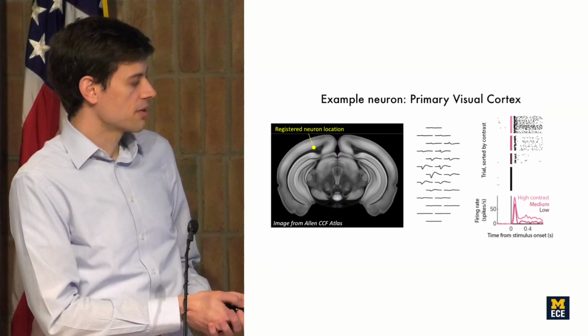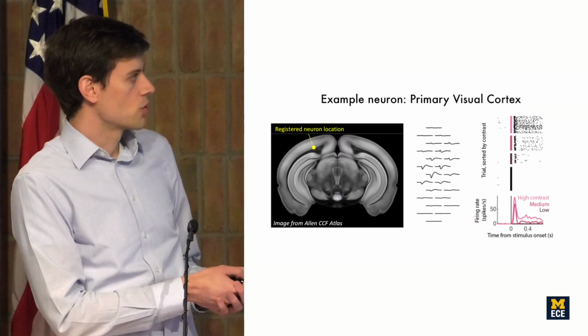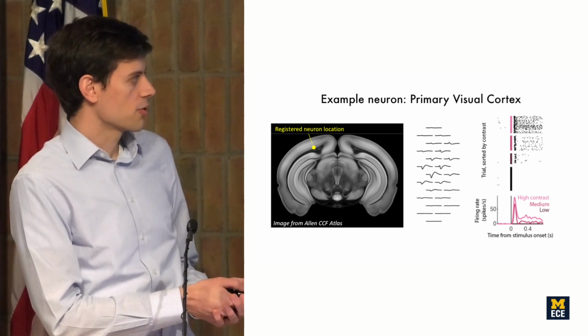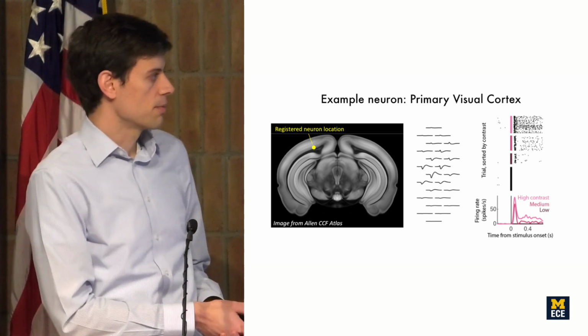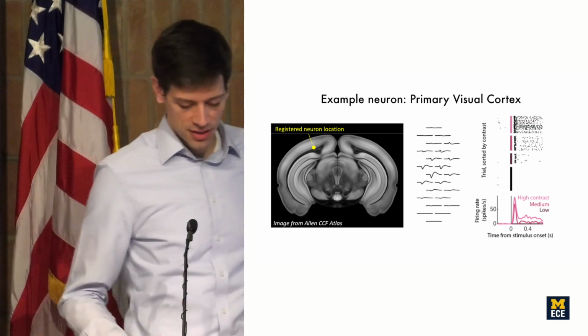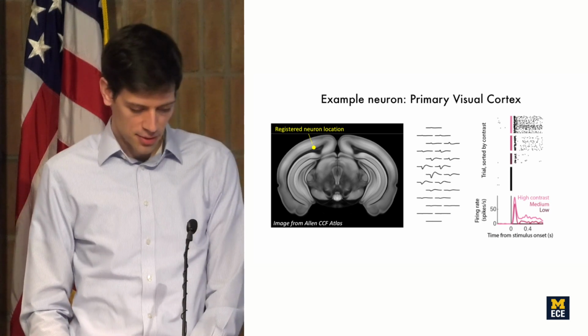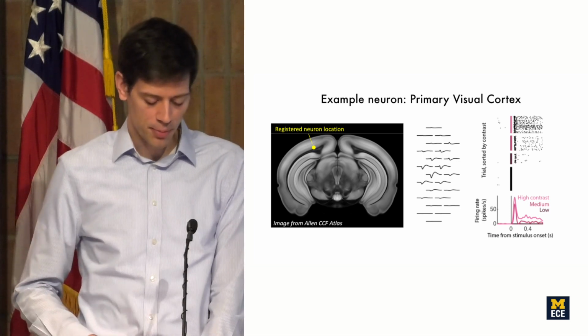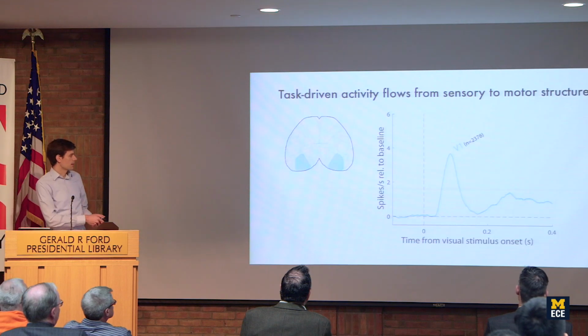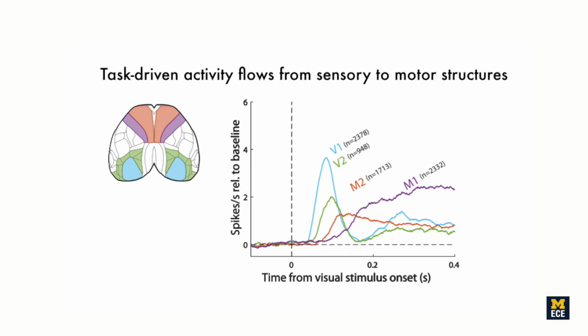So aligned to visual stimulus onset at time 0 here, and sorted, in this case, the rasters by the contrast of the stimulus from high contrast, medium, low, and 0 contrast stimulus. This neuron had robust responses in a contrast-dependent way aligned to the visual stimulus onset. So this is the kind of response you might expect from a visual cortex neuron. And indeed, if I average across all of the primary visual cortex neurons, we can see that on average, the spiking activity in visual cortex responds robustly after visual stimulus onset.